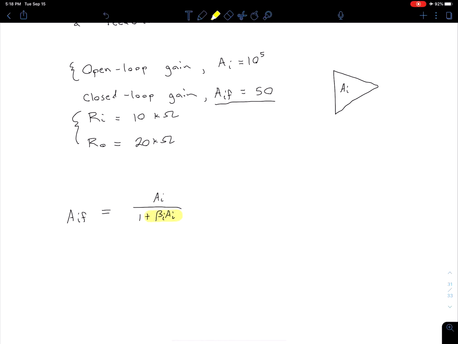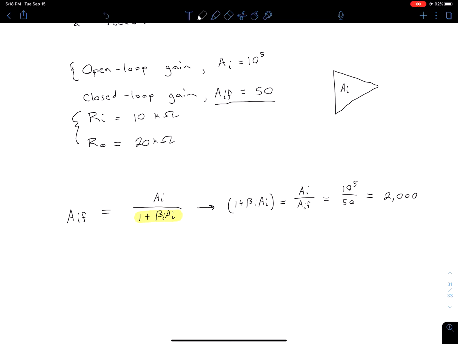Instead, we can solve for this whole quantity in the denominator. The reason for that is because that's the same quantity we're going to be using as we multiply or divide variables to get our input and output resistance. So doing that, we have 1 plus beta I times A sub I is equal to our open loop gain divided by our closed loop gain, which is equal to 10 to the fifth divided by 50, which is equal to 2,000. Okay, so now we have that value.